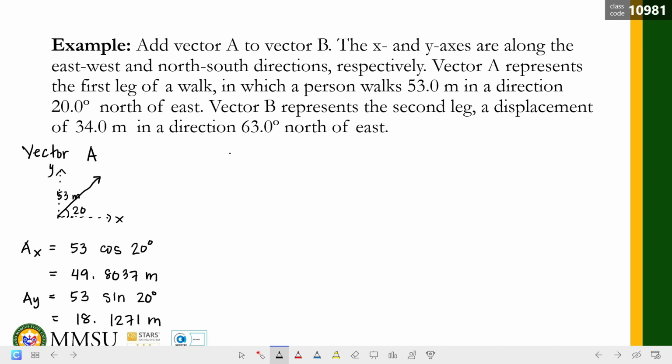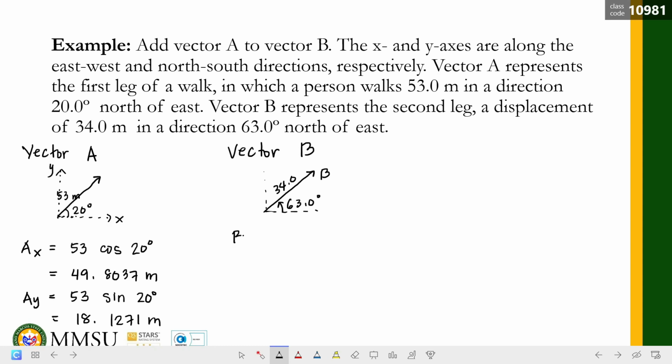We'll do the same with vector B. Vector B is 34 meters, and its angle is 63.0 degrees. Okay?